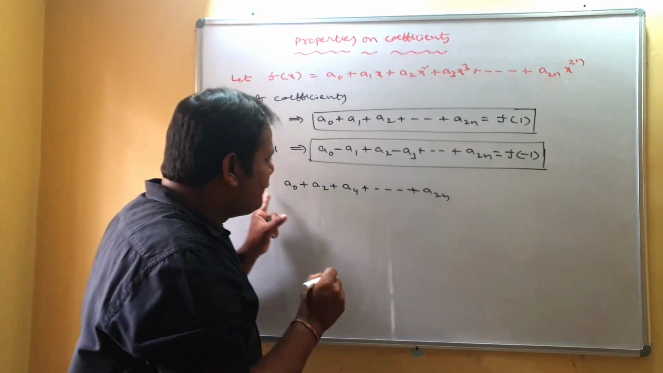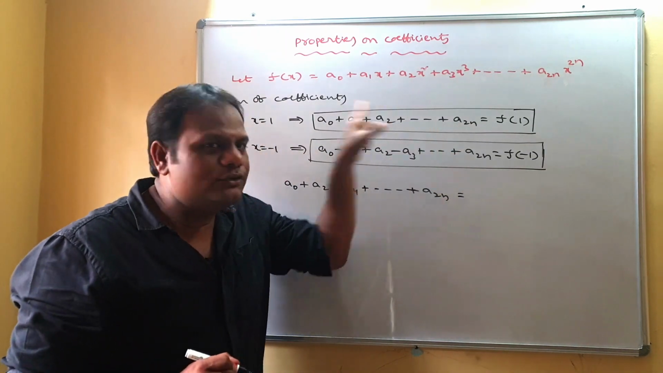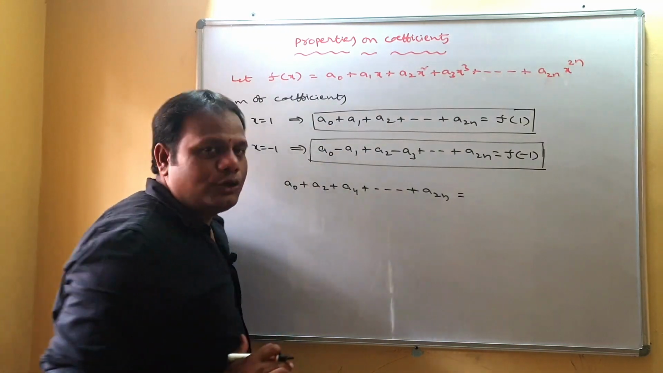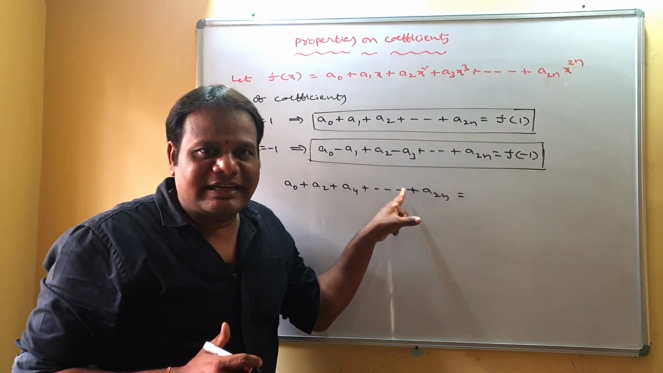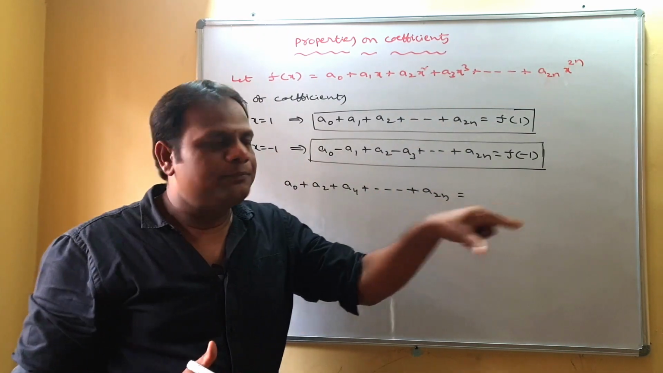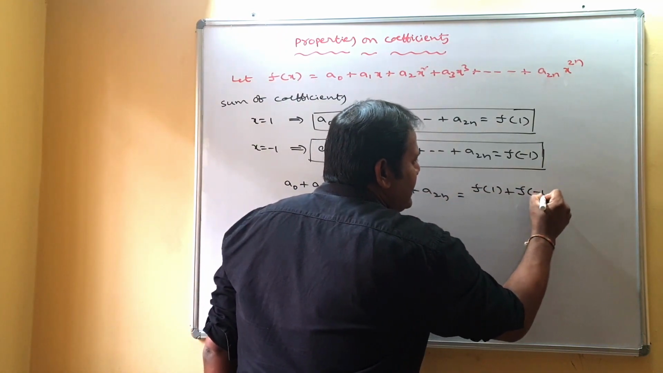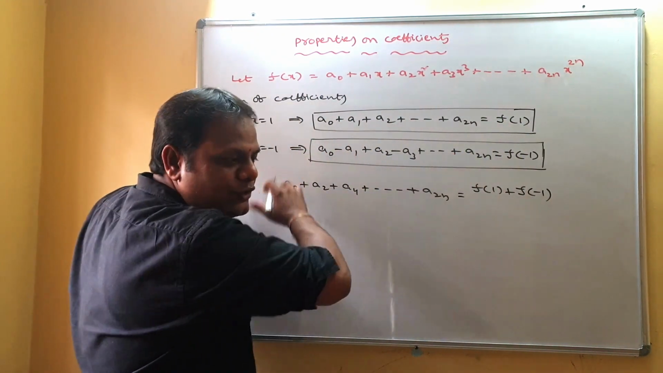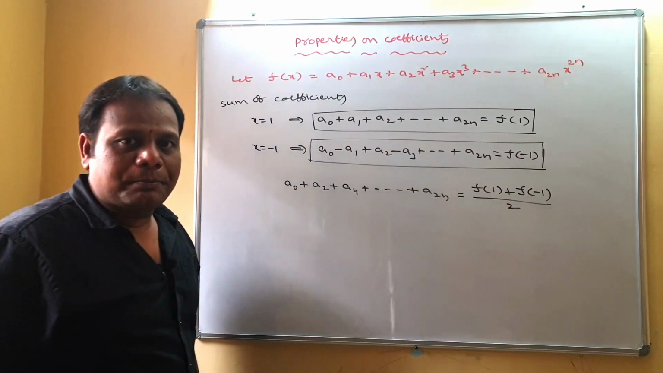So if you want this, just add these two. What do we get, you see? If you add these two, then a0 plus a0 is 2a0, a1 gets cancelled, and 2a2, a3 gets cancelled, 2a4. Take 2 common and shift to the right side, then you get f of 1 plus f of minus 1. So by adding these two, we are getting twice of this. So shift 2 to that side, we are left with f of 1 plus f of minus 1 by 2.